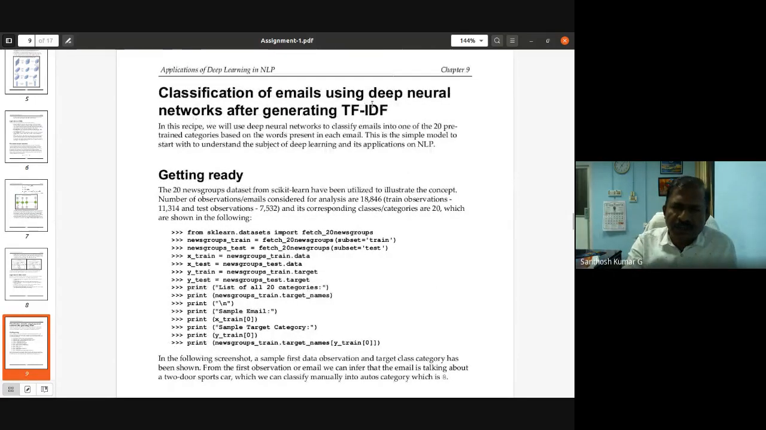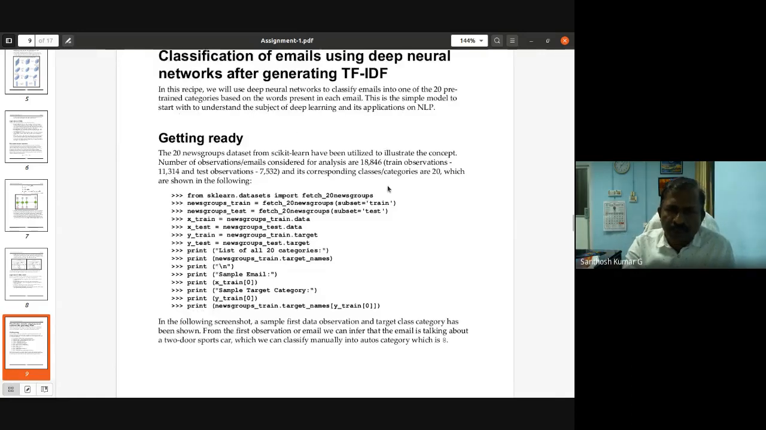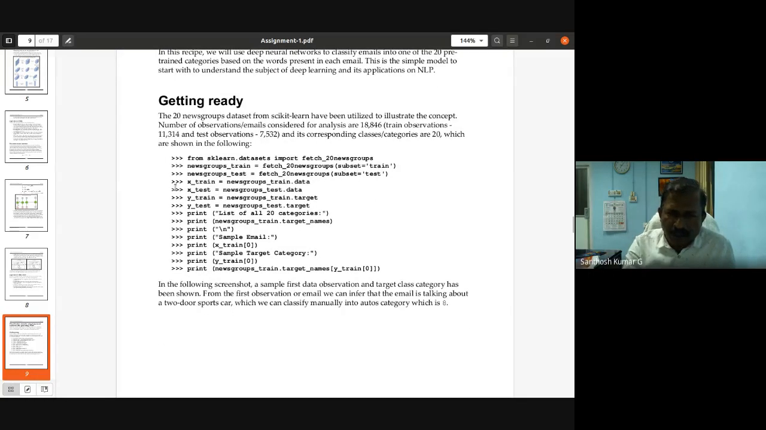Classification of emails using deep neural networks after generating TF-IDF. So deep neural networks to classify emails into one of the 20 pre-trained categories based on the words represented in each page. Right? So this is a simple model to start with, to understand the subject of deep learning and its applications in NLP. So here they have given some code snippets.